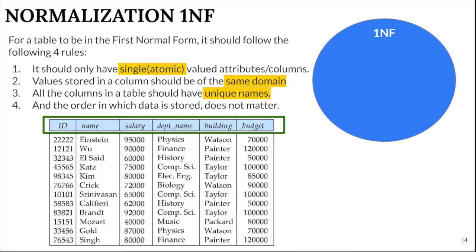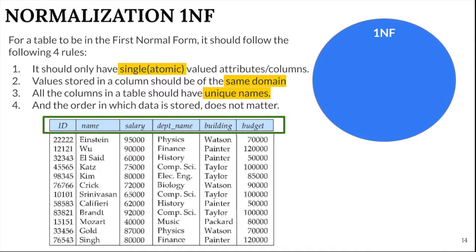The most relaxed definition of a good normal form is the first normal form. And dapat lang ay mag-obey siya ng 4 rules. And that 4 rules is you should only have one or single atomic value for each attribute. And then, the second rule is yung values na i-store mo in a column or an attribute should be of the same domain. So, same lang sila ng all valid values. And then number 3, all the columns in a table should have unique name. And then number 4, the order in which data is stored does not matter.